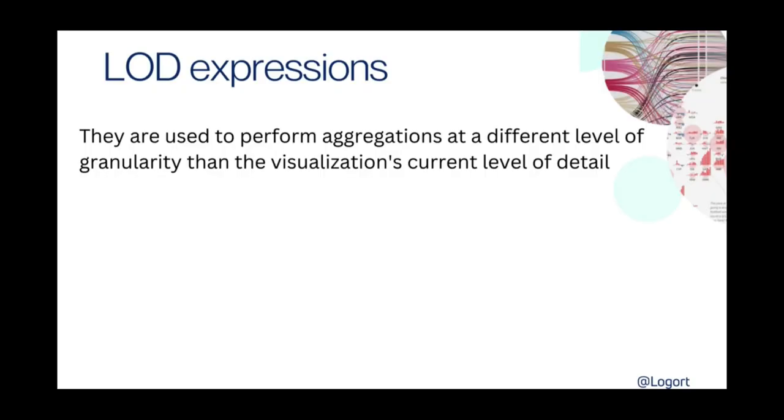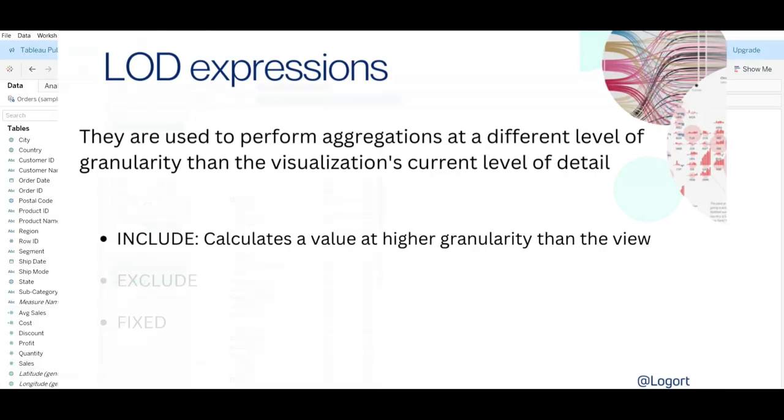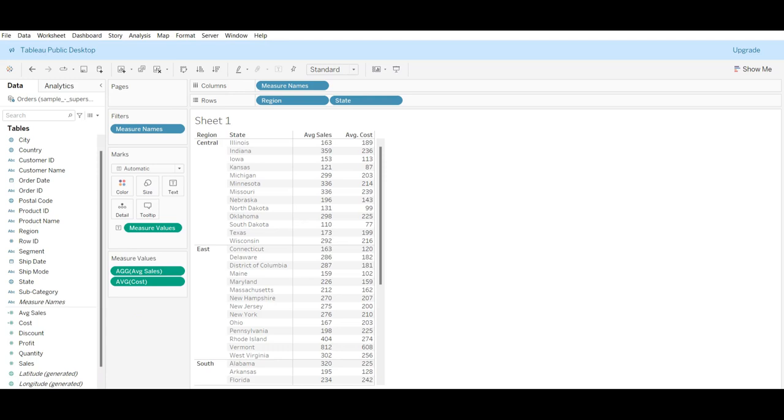Level of detail expressions are used when you need to calculate a value at a level of detail that is different from the visualization level of detail, which is determined by the dimensions in the view. There are three main types of LOD expressions: fixed, include, and exclude, and each serves a unique purpose in our analysis. Let us begin with include. It calculates a value at a more granular level of detail than the view. In this view, we have a level of detail up to region and state.